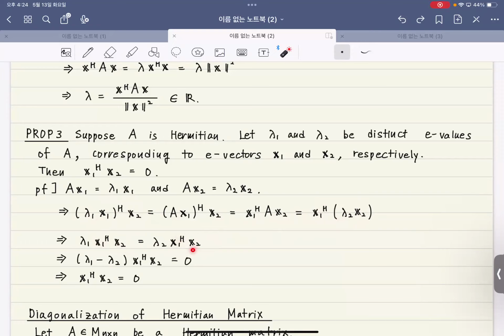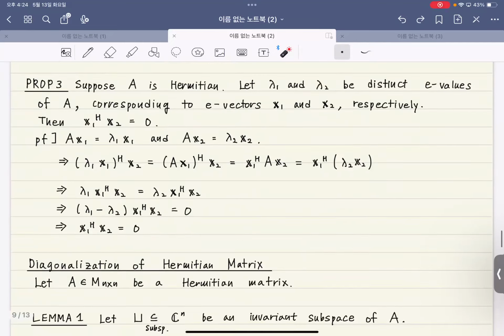Okay, so solving this, I have this equation, and this guy is equal to 0. But this factor can never be 0. Why? Because lambda 1 and lambda 2 are assumed to be different. So the only possible option for us is that this guy is 0. So x1 and x2 must be perpendicular to each other, orthogonal to each other. Great.